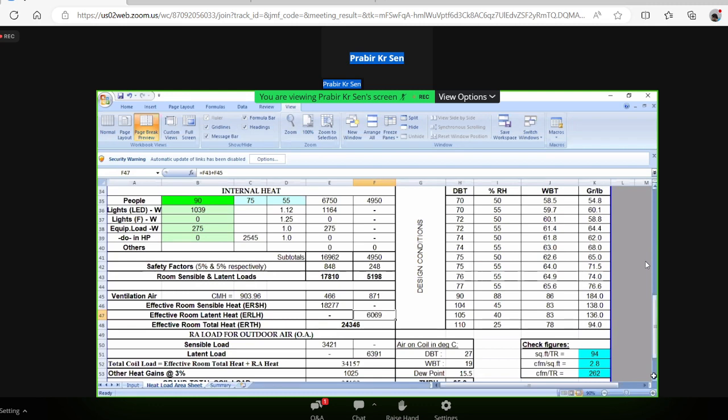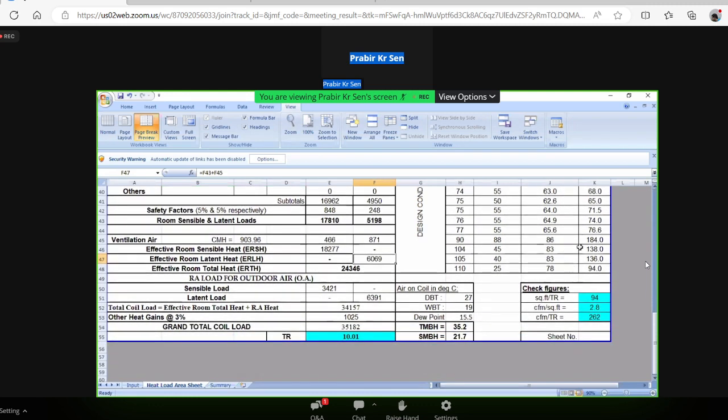Now the total heat is this. Adding all this gives the total heat, and for other heat gains I have considered another 3%. So this is the grand total. Converting this, about 35,182 watts, I have come to 10.3 tons, 10.01 tons is the plant capacity.